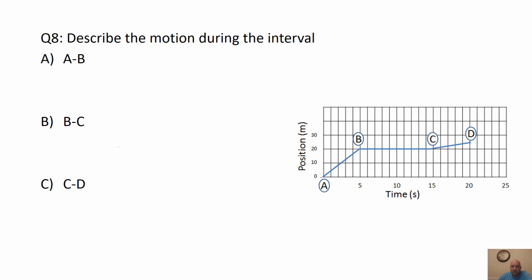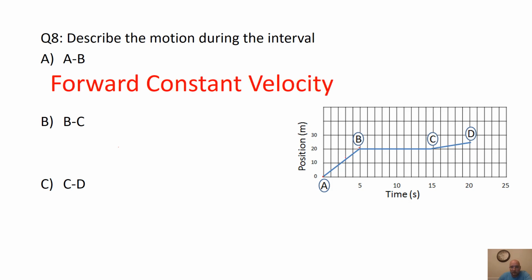Okay, so what I want you to notice in interval AB, he is going from 0 meters to 20 meters at a constant rate. So forward constant velocity. So he traveled 20 meters that time.